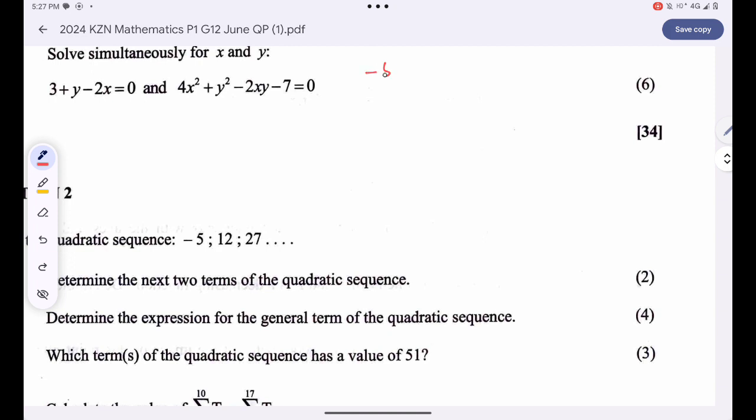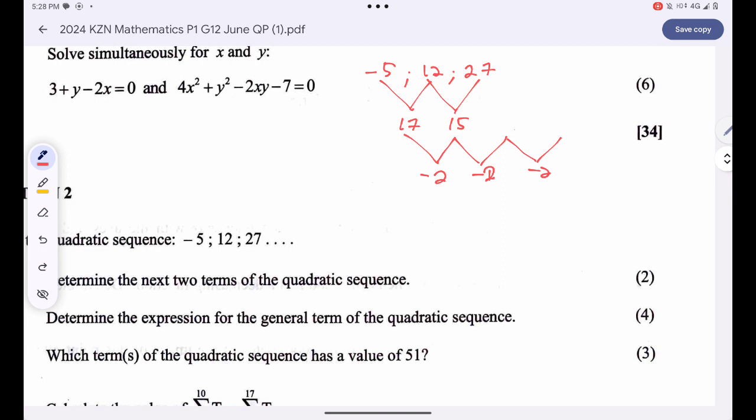So I'll simply have negative 5, 12, and 27. For me to find the first difference, I need to say 12 minus negative 5, that's 17, and then 27 minus 12, this will give me 15. And then for me to find the second difference, I need to say 15 minus 17, this will give me negative 2. I know that this is constant. That's negative 2.